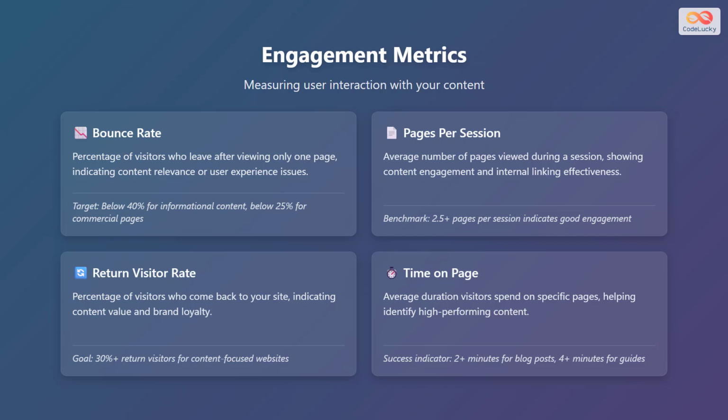Finally, time on page is the average duration visitors spend on specific pages, helping identify high-performing content. As a success indicator, you should see 2+ minutes for blog posts and 4+ minutes for guides.